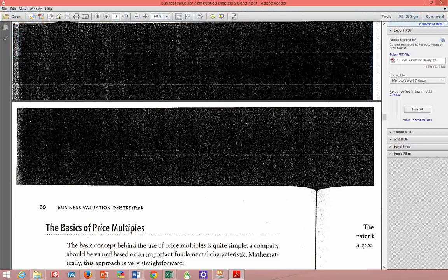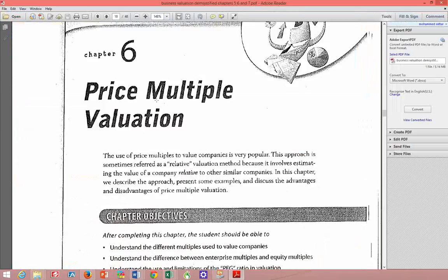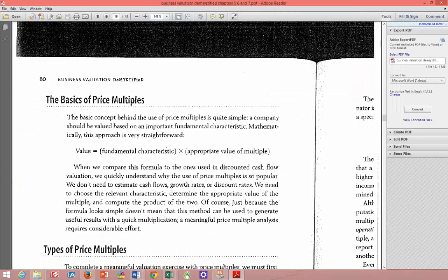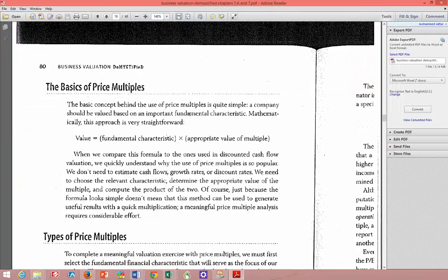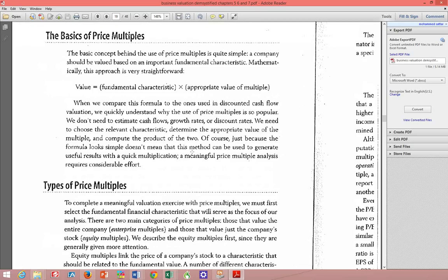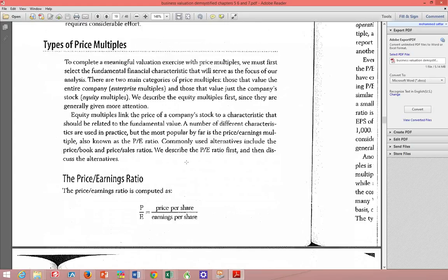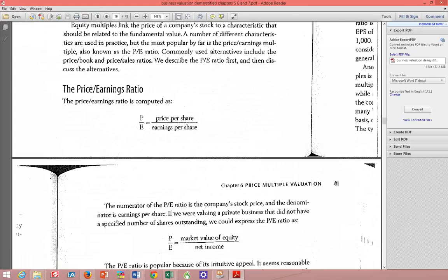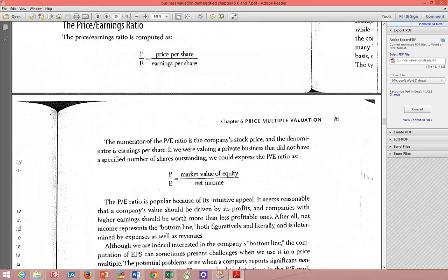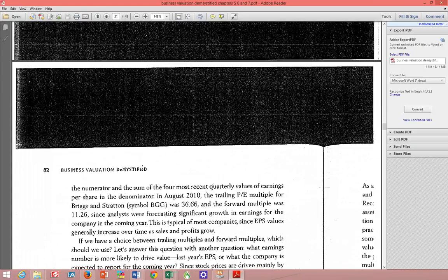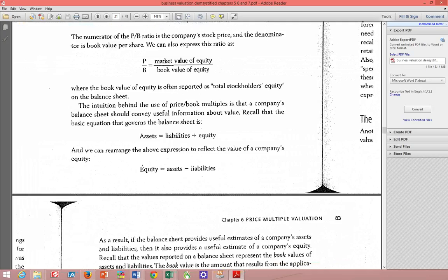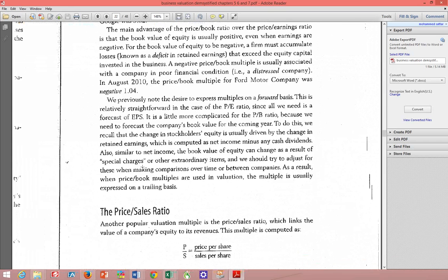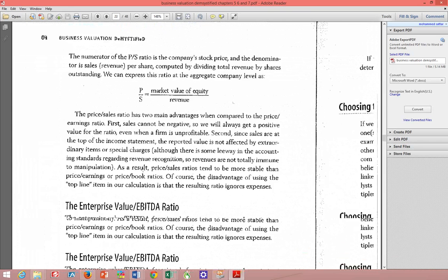This is chapter 6. So here are the price multiples. In here, I think you should read it, understand it. And again, obviously, you'll have this book. This knowledge and the material in these 3 chapters will be very, very helpful, along with the recordings for MBA 640, 680, and 690. And here it talks about different ratios. What are the nuances for each one of them? Price to earnings ratio, for example, price to book, price to sales ratio, and so on.